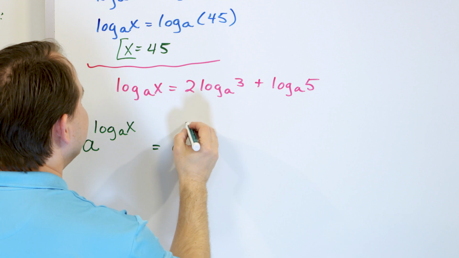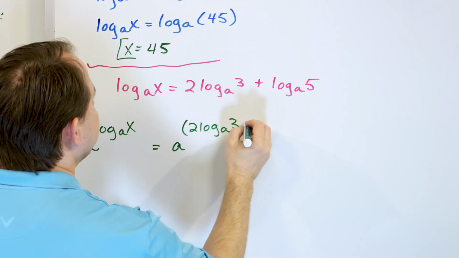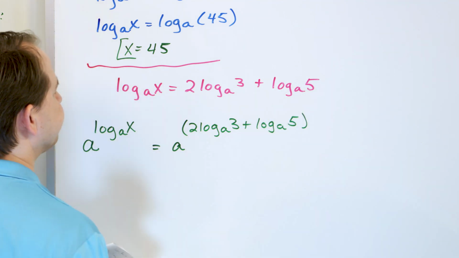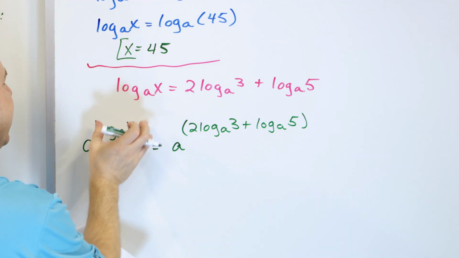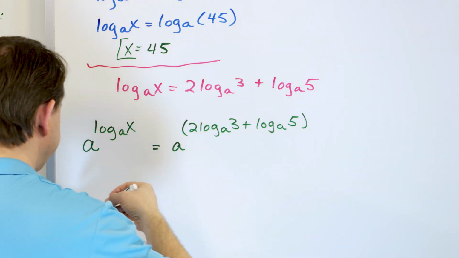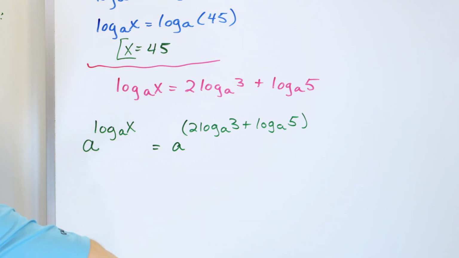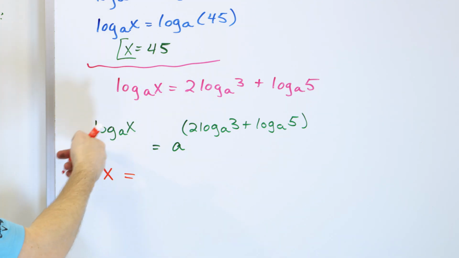So it would be a to the power of 2 times log base a of 3 plus log base a of 5. I know it looks crazy. All I'm doing is raising the left-hand side of the equation to the power a to the power of that, and then a to the power of this. But the nice thing is that log is exactly the inverse of a to the power, so on the left-hand side the only thing left is x. It drops out. It's like it cancels.